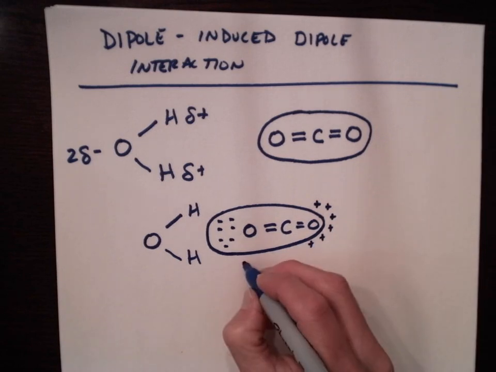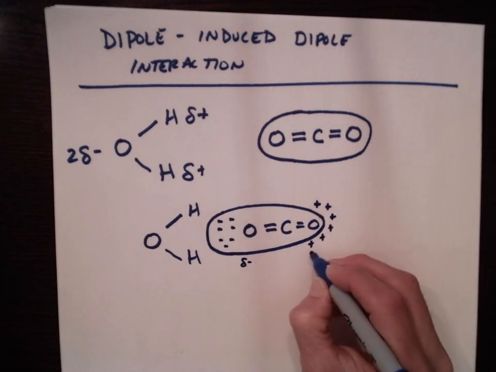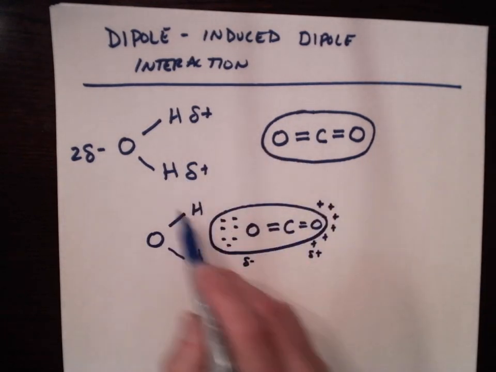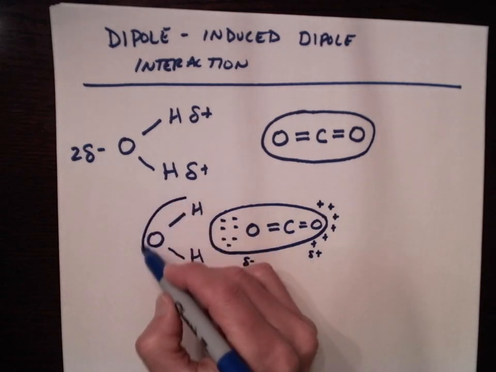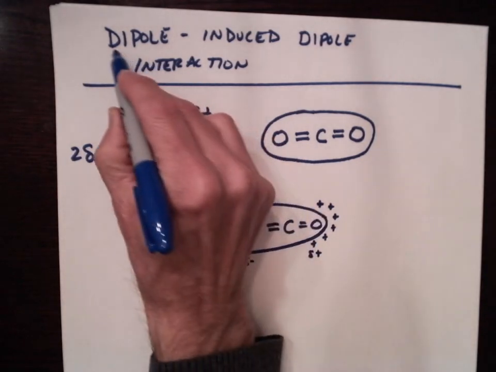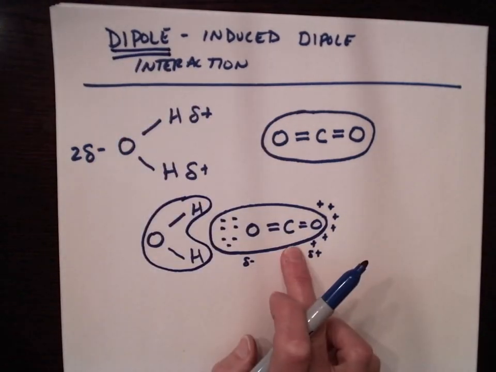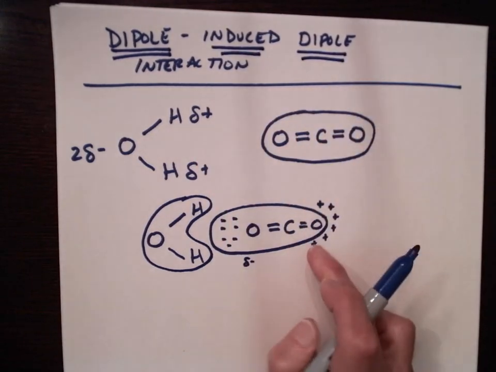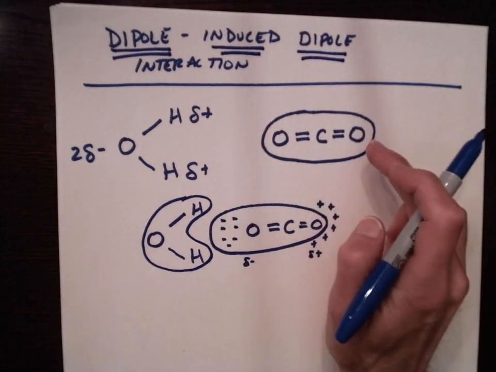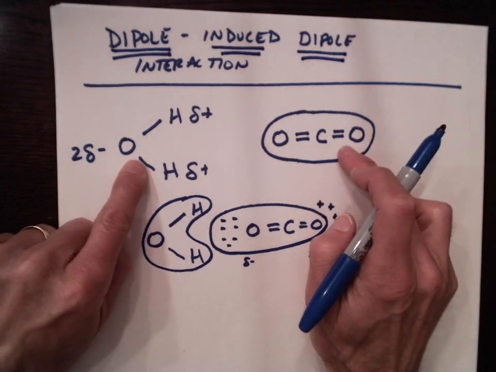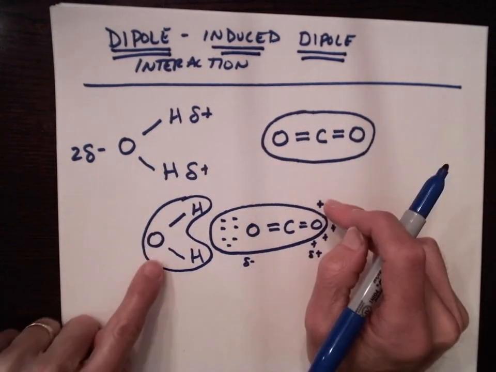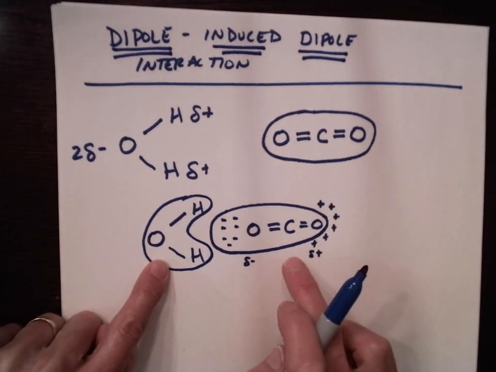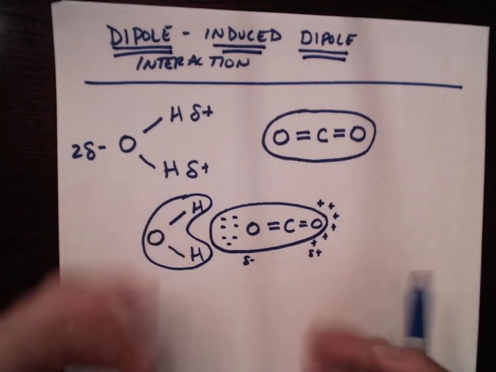It's going to be just a small shift. So it's going to be a small negative over here and a small positive over here. But the effect of this interaction is that this dipole here has caused or induced a dipole in the carbon dioxide. And so by the water interacting with the CO2 in this fashion, we see that the water molecule can induce a dipole in a nonpolar molecule and thereby cause an attraction, right?